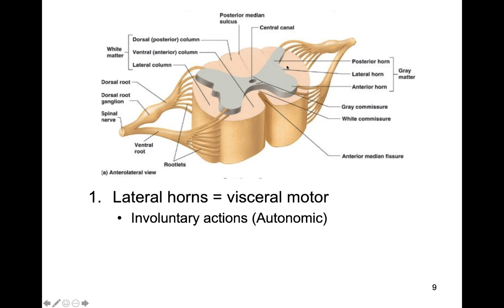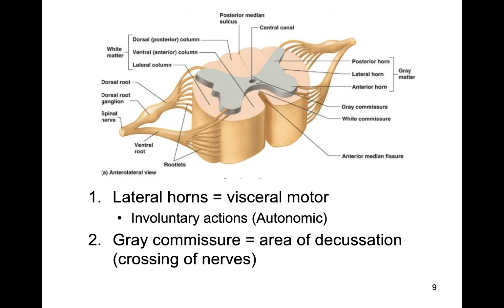And then I said the lateral horn, which is found only in thoracic and lumbar sections, it's going to be responsible for the autonomic nervous system, and that's the parasympathetic and sympathetic division. So it's responsible for the involuntary actions. And then we have one more thing.